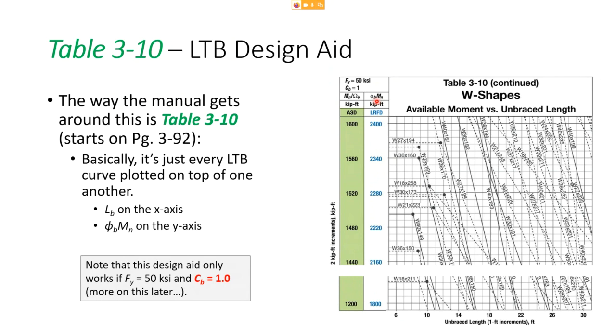One thing to note, this design aid only works if Fy equals 50 ksi, which hasn't been a big deal and won't be a big deal in not just what we do in class, but in real life. Typically wide flanges have an Fy of 50 unless you've got a special situation. But also Cb. Notice that Cb is 1. These curves have been plotted assuming Cb equals 1, so we're going to have to take care of that when we get into designs. We have to divide our Cb effect out.